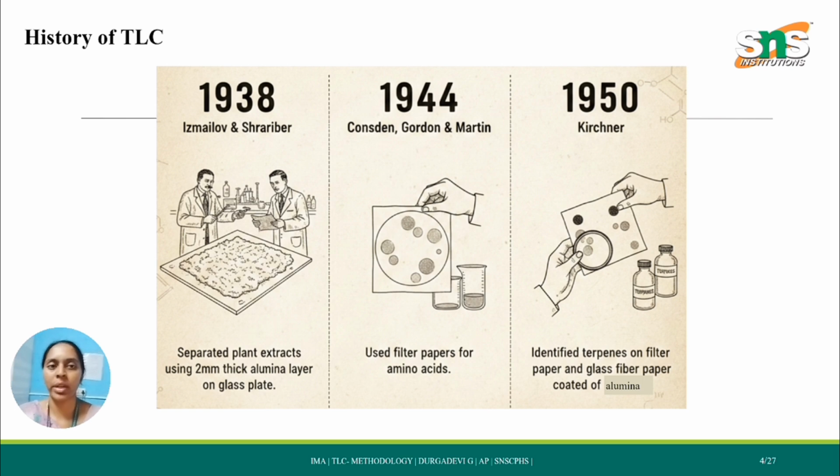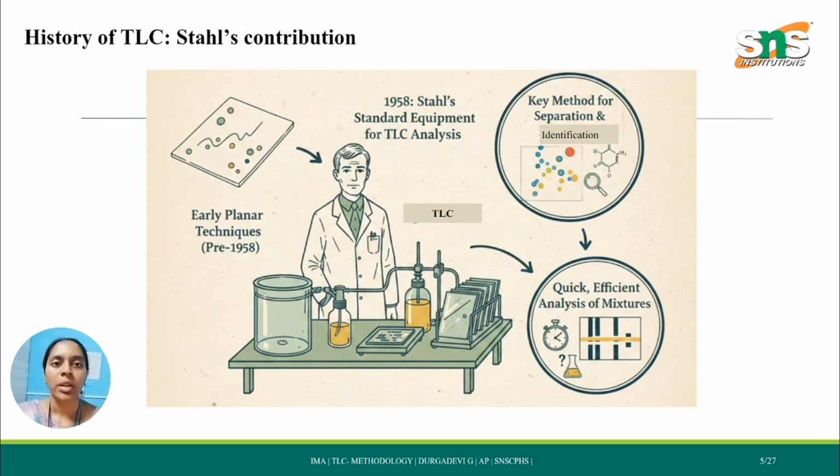The history of TLC: in 1938 plant extracts were separated using a 2 mm thick alumina layer on a glass plate, in 1944 filter papers were used for identifying amino acids, and in 1950 terpenes were identified on filter paper and glass fiber paper coated with alumina. And then there is Stahl's contribution in the preparation of TLC techniques.